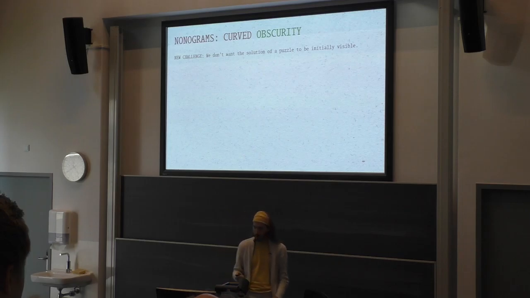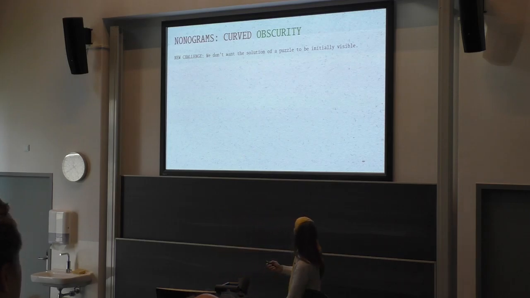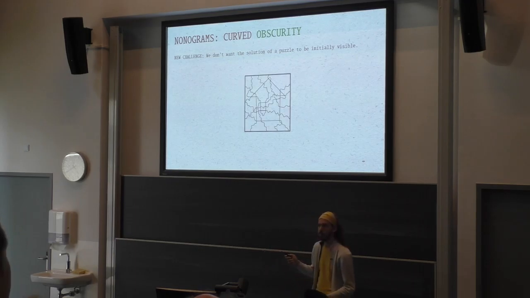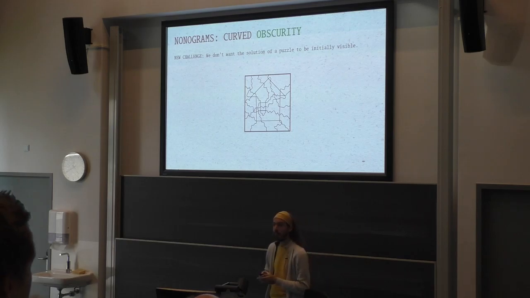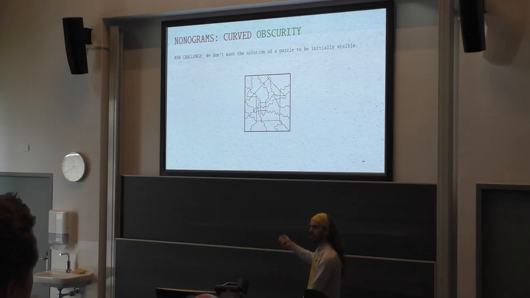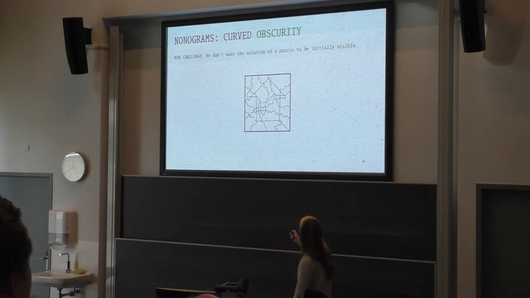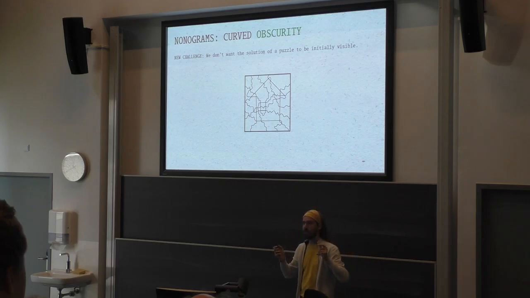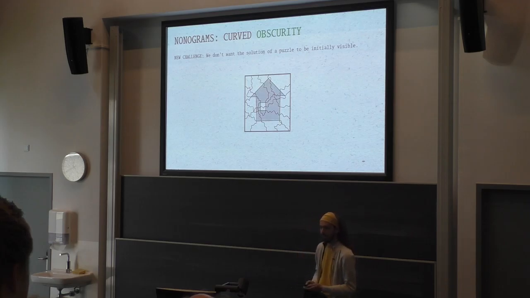But maybe for this puzzle, I'm going to ask you to guess the solution. Anyone? A house, very good, yes. So how do you know? The clues are not even visible yet. Yeah, so clearly the house consists of straight lines, but the lines are turned into curves, which are very wiggly, and they look just different. So by just looking at it in one instance, you see the house in this arrangement of curves.